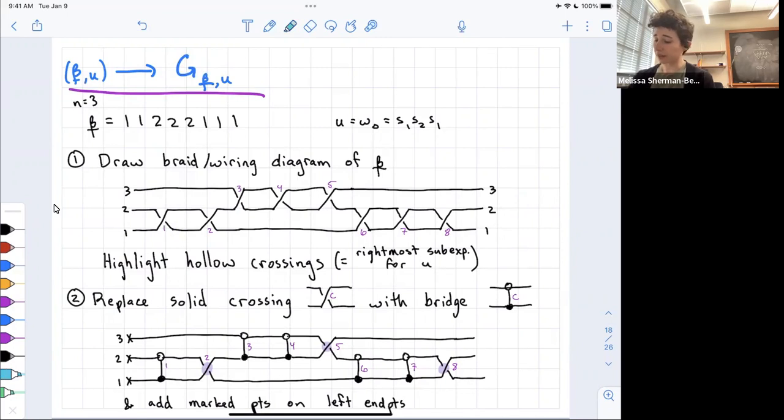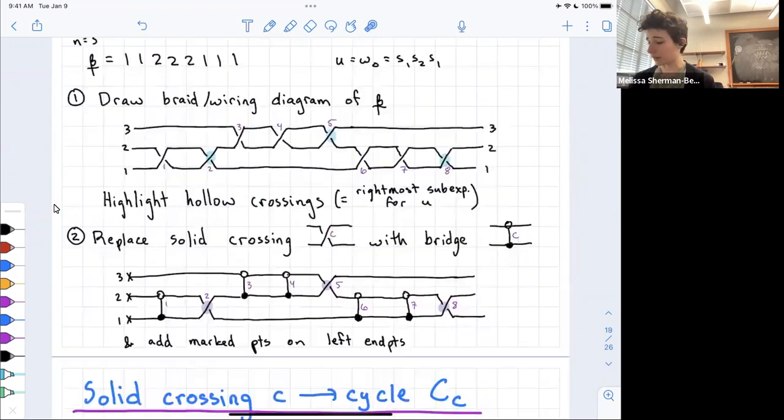And then I'm going to highlight my hollow crossings, this rightmost sub-expression for u. And then I'm going to take every solid crossing that I see, so every non-highlighted thing, and replace it with a little white-black bridge like this. After I've done that, I get this graph. And I add some marked points on the left endpoints for technical reasons, and this is it. So this is the bicolored graph that I get. It's going to tell me everything about the quiver.